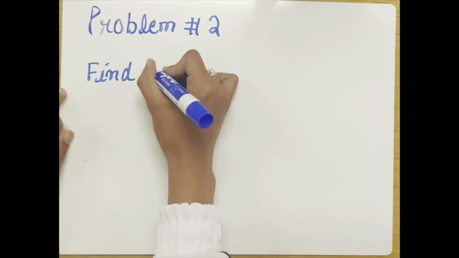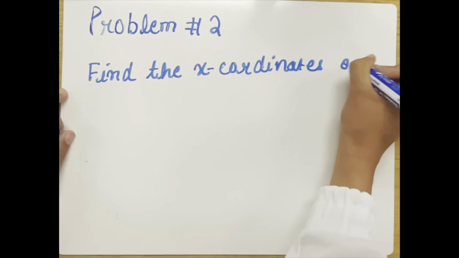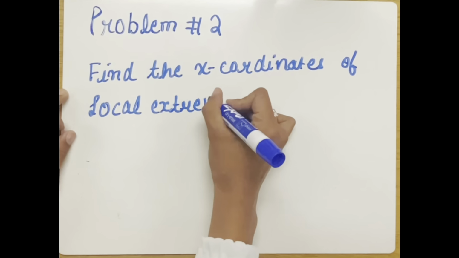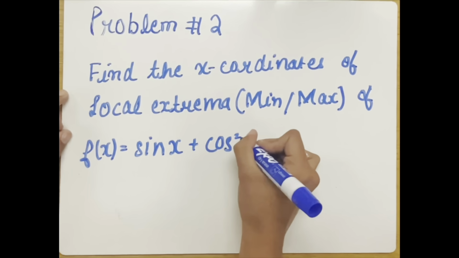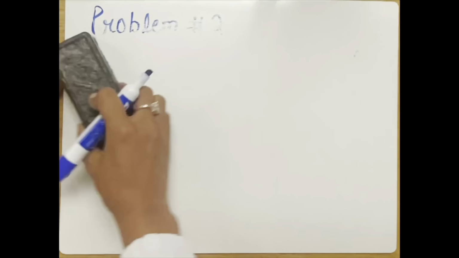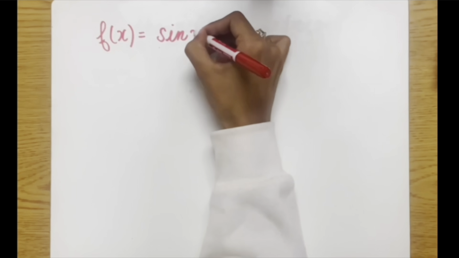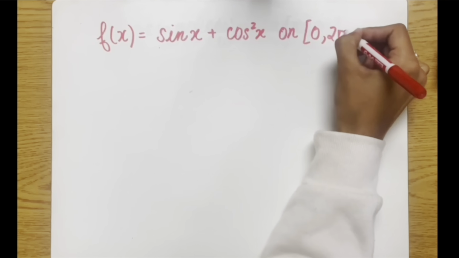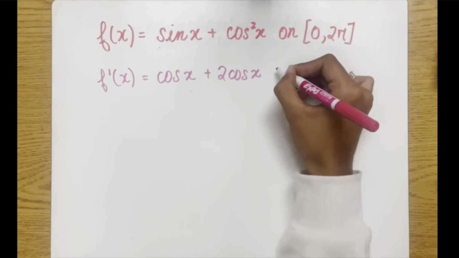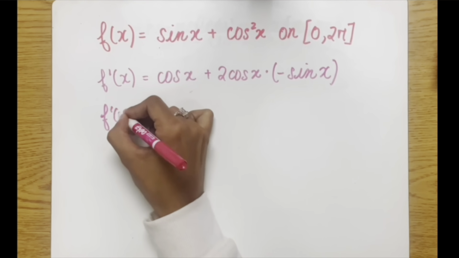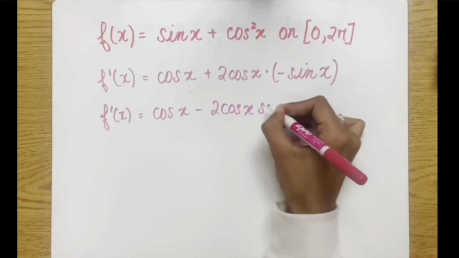Problem number 2. Find the x-coordinate of the local extrema of f of x equals sine x plus cosine squared x on the interval of 0 to 2 pi. First, we take the derivative of the function, which comes out to be f prime of x equals cosine of x minus 2 cosine x times sine x.